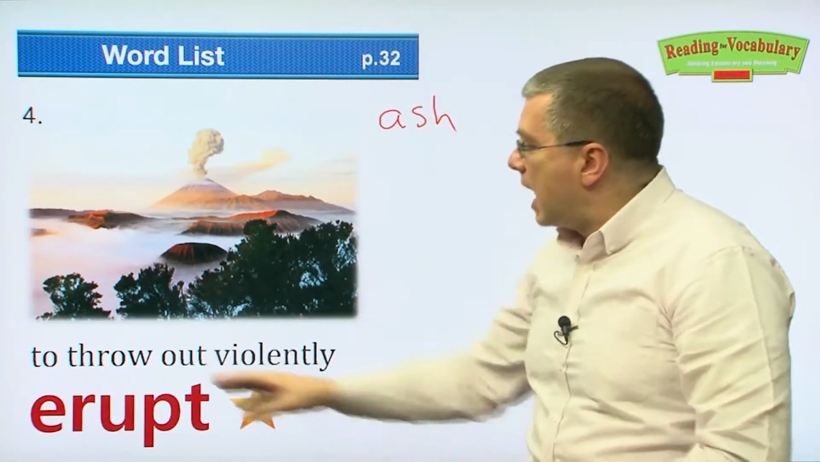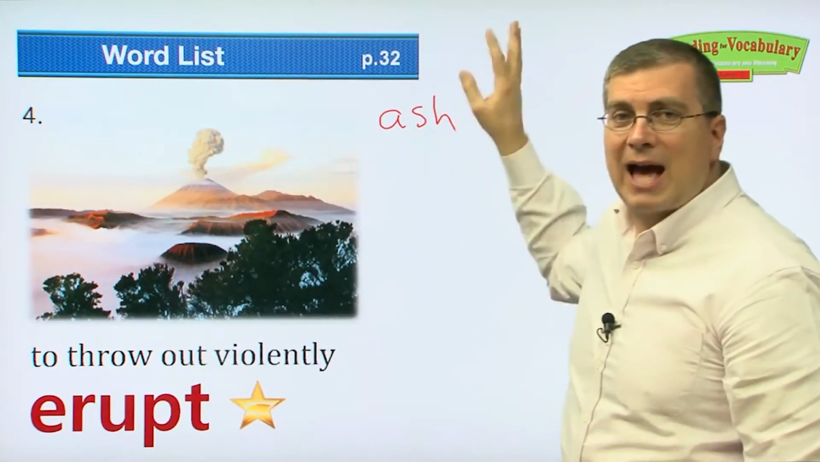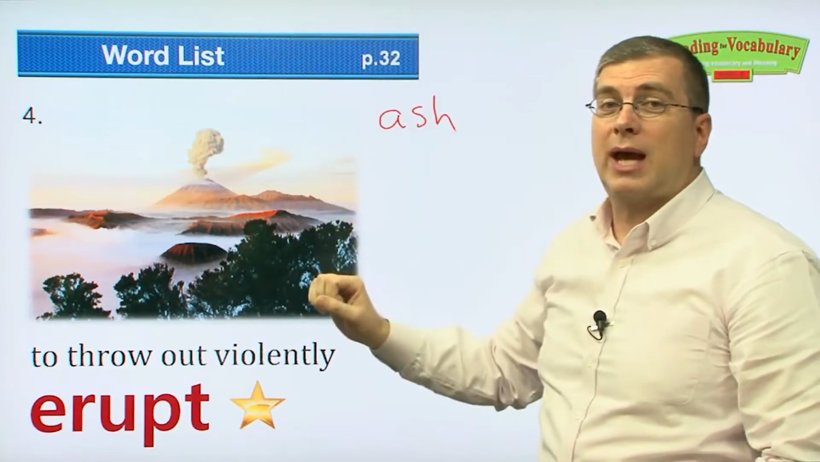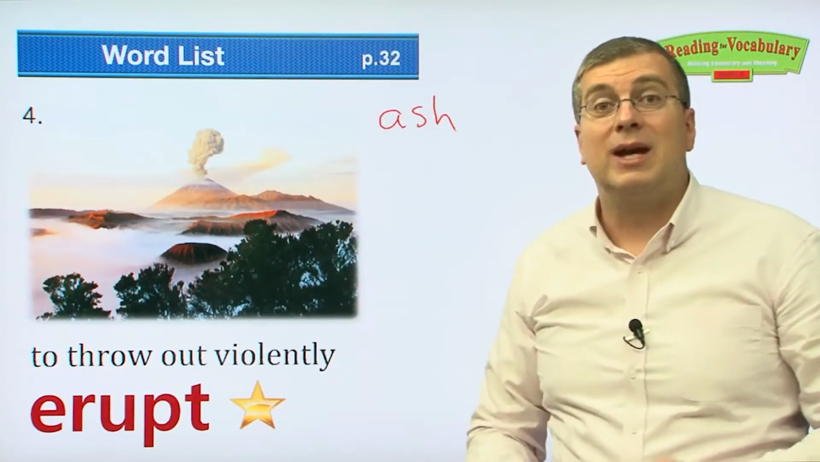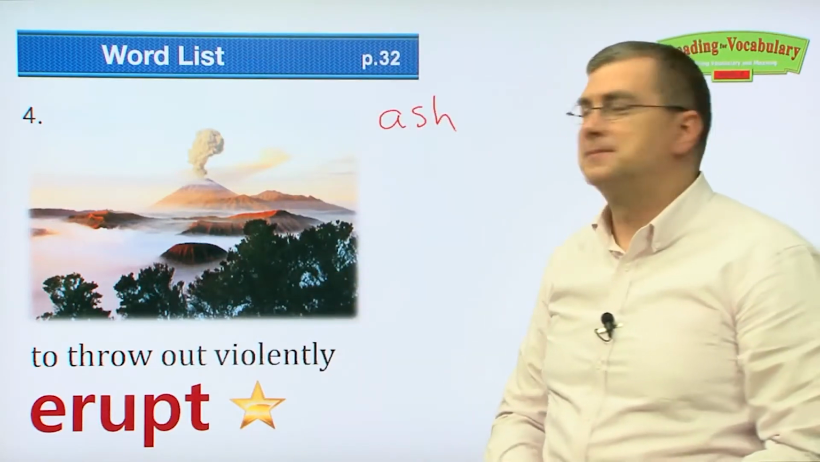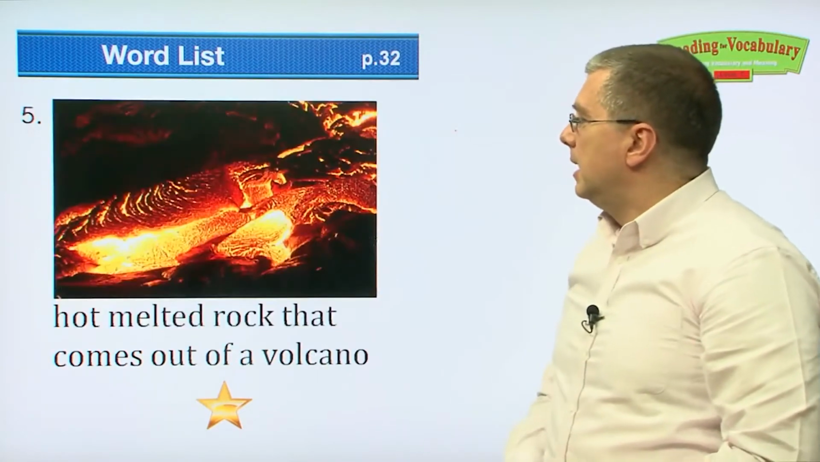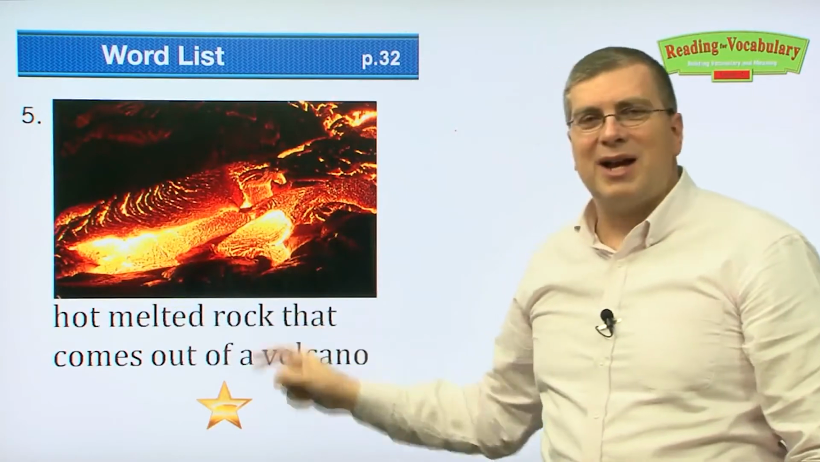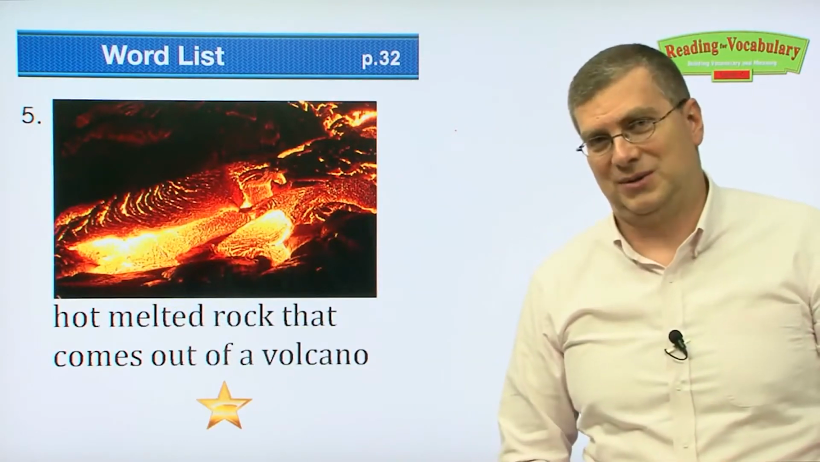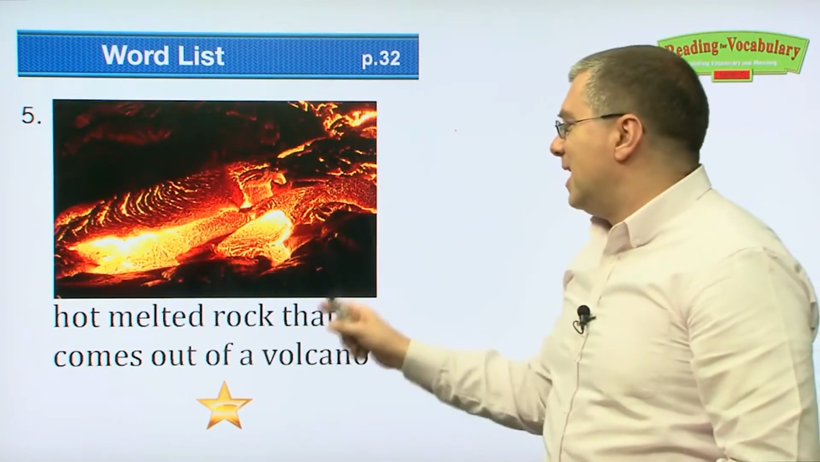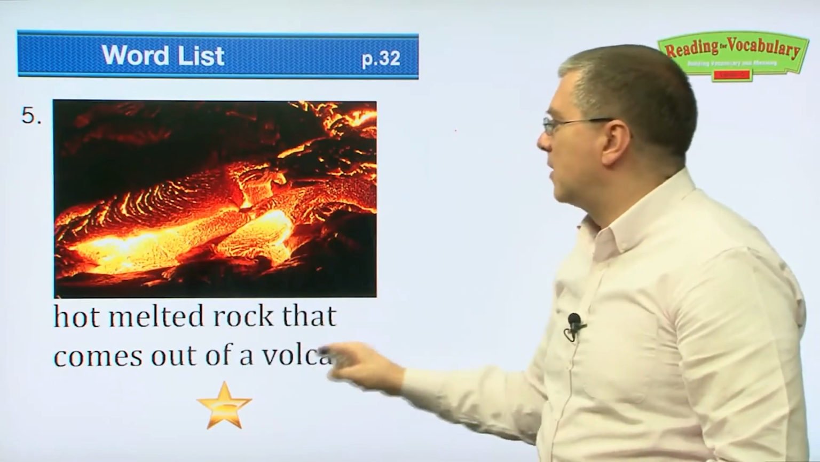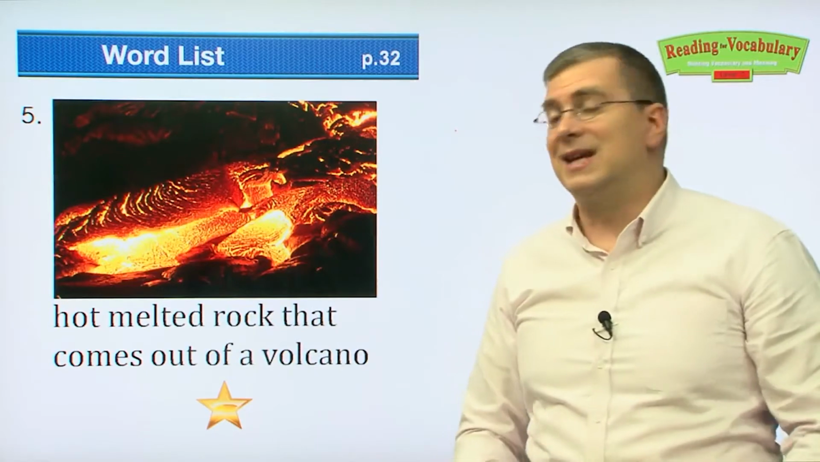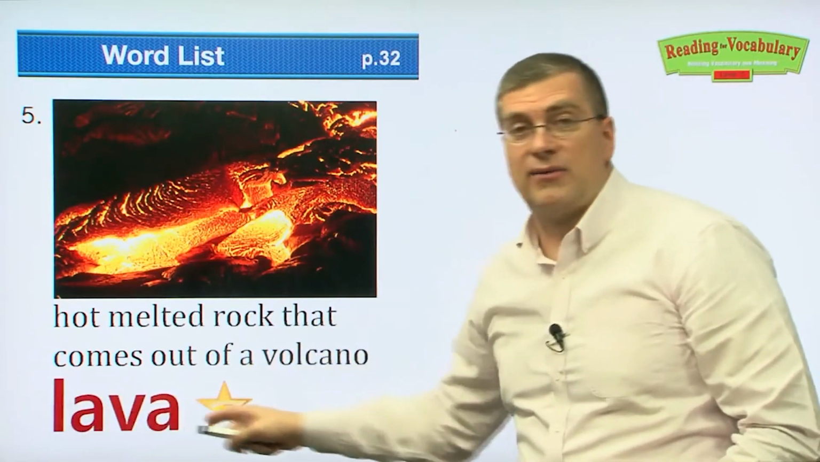So ash, all of this stuff, smoke, ash, molten rock, is thrown out of the volcano when the volcano erupts. Okay? Next word. Now, I keep talking about the hot melted rock, but there's a better word for it. The hot melted rock that comes out of a volcano, we have a specific word for it. What is it? It's called lava, right?